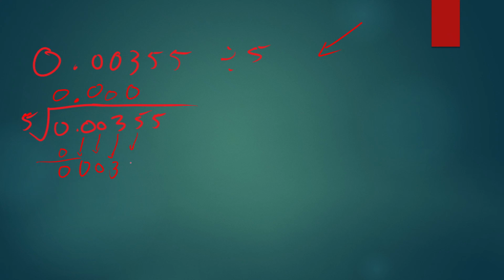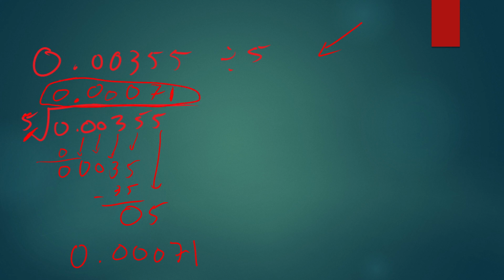Now what we're going to do is bring down our 5. 5 goes into 35 now, 7 times. 7 times 5 is 35. We get 0. Finally, we're going to bring down our 5. 5 goes into 5 once. So here, my answer is 0.00071. Think about it this way: we have 5 of this number.